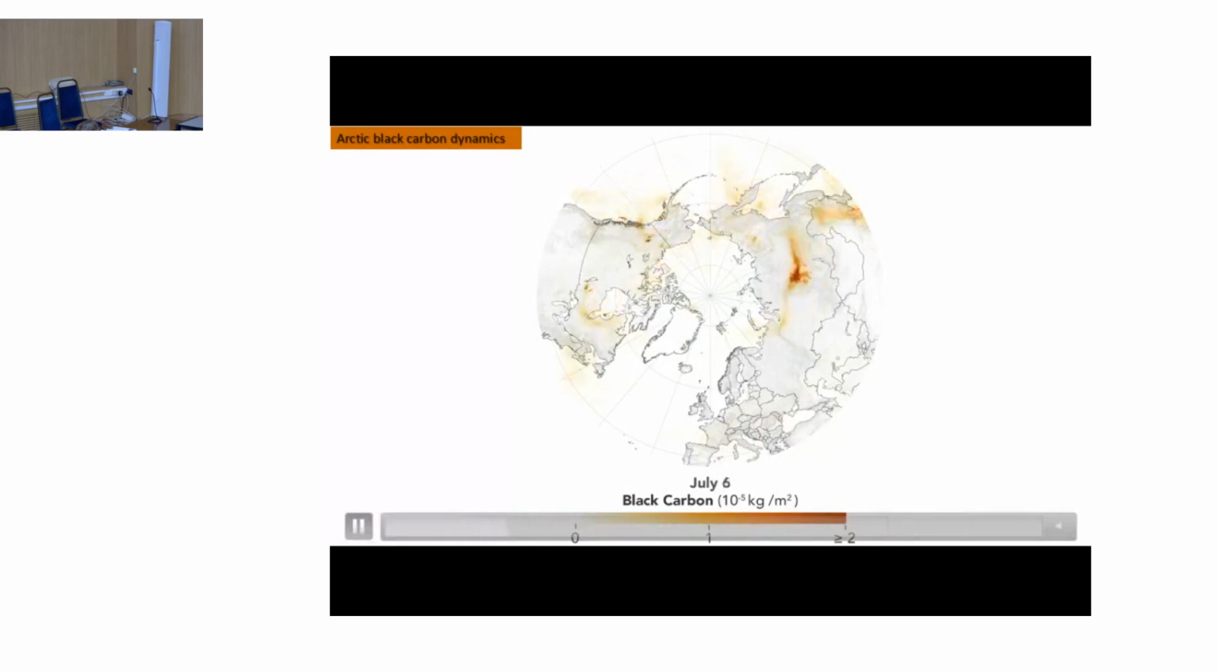So you can model where the pollution goes. The smoke from Siberia goes around the world within a few weeks. Okay. So you have forest fires here, but then the effect could be felt in Canada. It's affecting the agriculture in Canada.